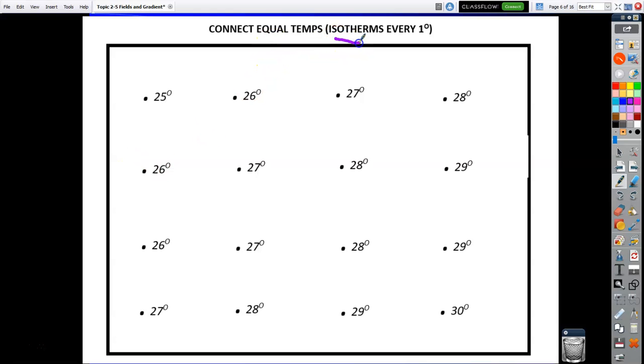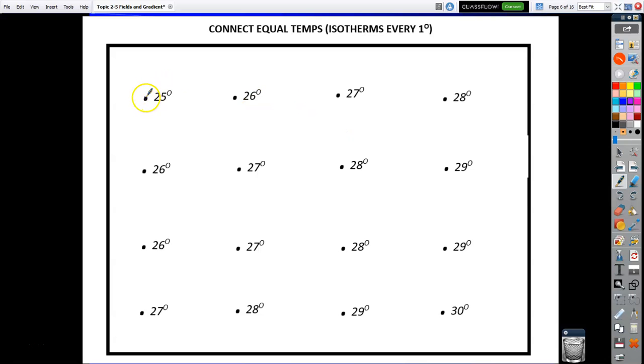So let's say I'm drawing isotherms, and this one, they want you to draw them every 1 degree. And it would say in the directions, I didn't write it here, but it would say, make sure your lines touch the edge of the map, which means they have to start and finish on this box. So isotherms are equal temperature. The next thing I do, I look at all my numbers. I try to figure out what is the highest and lowest number. So I can see I've got a 25 degree number up here. I've got a 30 degree number down here. So my lines are going to go from lowest to highest as I work my way from top left to bottom right. Again, rules, you don't want your lines to cross, and you want to connect your equal numbers.